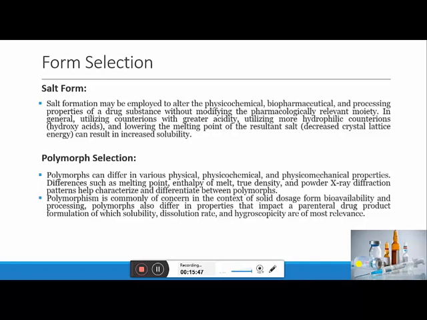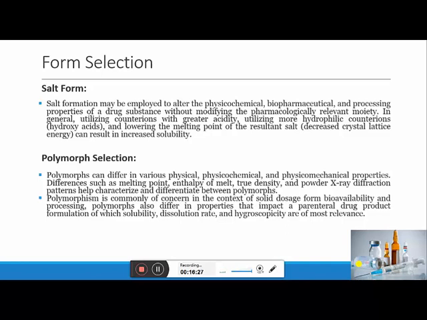Next one is polymorph selection. What is polymorphism? Polymorphism is the tendency of crystalline substances to exist in more than one crystalline form. It is called polymorphism. Why is polymorphism important? Because different crystalline forms have different physical, physicochemical and physico-mechanical properties, and they have different melting point, enthalpy of melt, true density and powder X-ray diffraction pattern. On that basis we can differentiate different crystalline forms of the same substance.